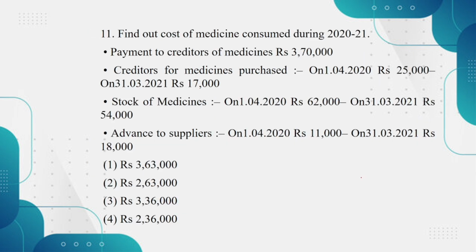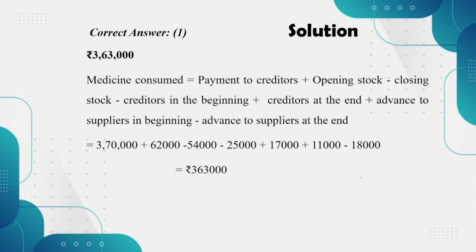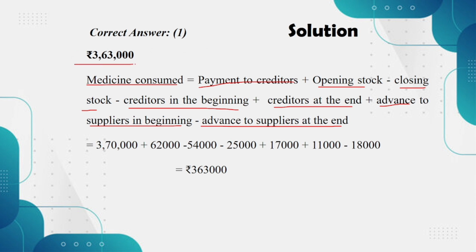Find out cost of medicine consumed during 2020-21. See, this is a question related to calculation of the total amount of medicine used during the particular year. Please use this equation. Medicine or any type of item used or consumed, we can calculate like this: payment to creditors plus opening stock minus closing stock. Again, creditors in the beginning, that is opening value, and creditors at the end, closing value. Advance to suppliers in the beginning, opening value, and advance to suppliers at the end, closing value. So using that equation, we can find out using the amounts available in the question. Answer, we will get 3,63,000. Answer 1 is the correct answer.